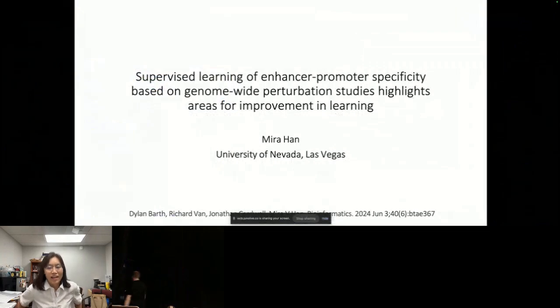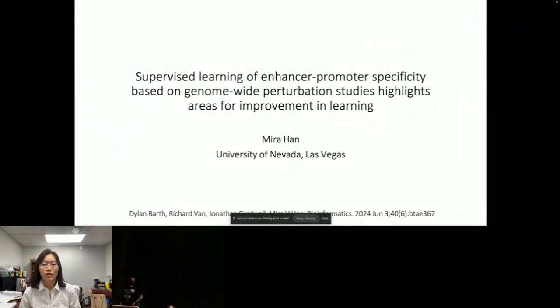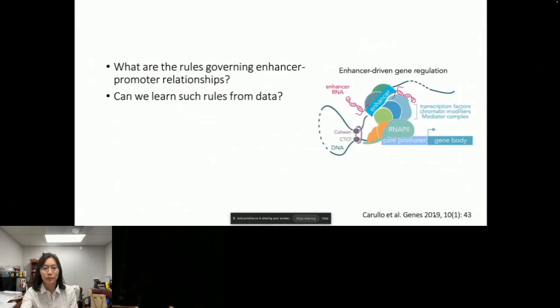Okay. Hi, my name is Mira Han, and I'm here to tell you about our experience training machine learning algorithms on enhancer perturbation studies. Understanding how a particular enhancer finds a specific target gene to enhance its transcription is still an open question, and we thought maybe we can learn such rules from the data through machine learning.